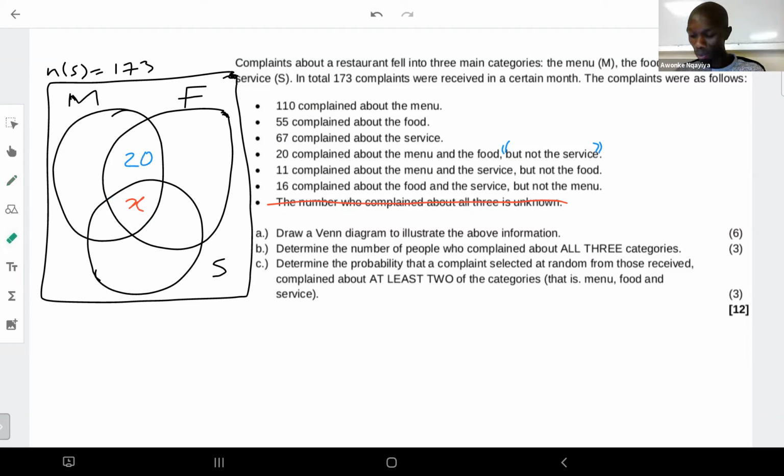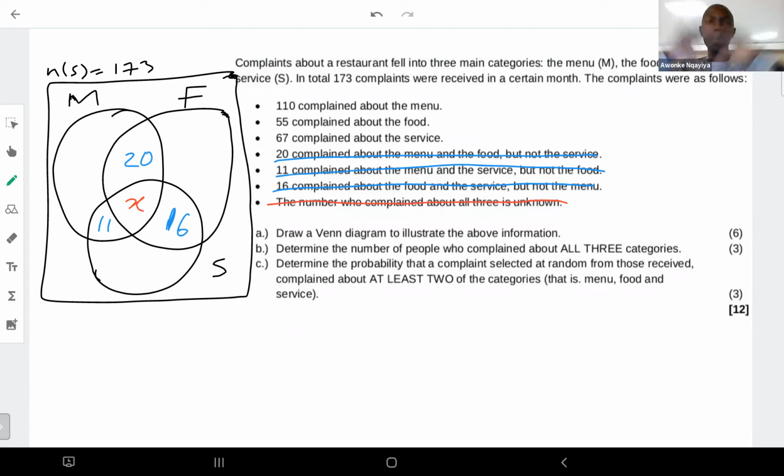So what do we write between menu and service? 11. Between menu and service, we write 11. What do we write between food and service? 16. We write 16 over there. It is the same story, hence we do not subtract that X. If there was no but, we would subtract that X from 20, from 11, and from 16. But if there is a but, therefore we do not have to subtract it.